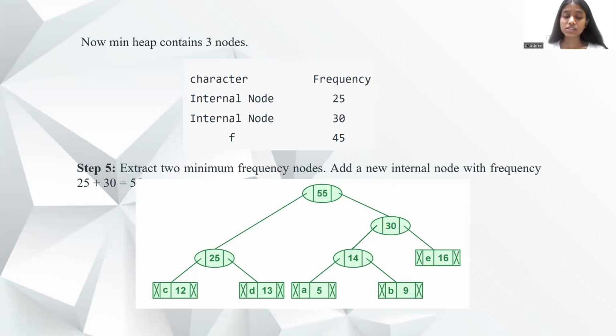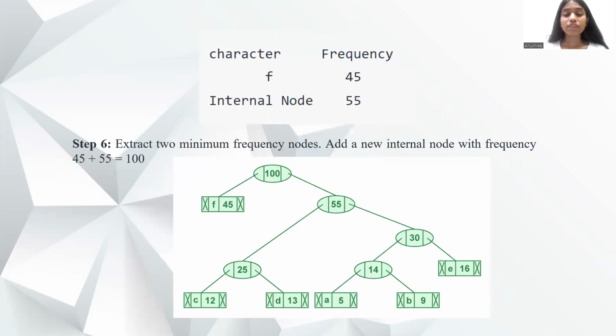Here 55 has the right child as 30, which has the right child 16, that is the E character, and the left child 14, with 14 having the left child as A with a 5 frequency and the right child as B with a 9 frequency. Then the main root node 55 has the left child as 25, and 25 has the left child as C with the frequency 12, and the right child D with the frequency 13.